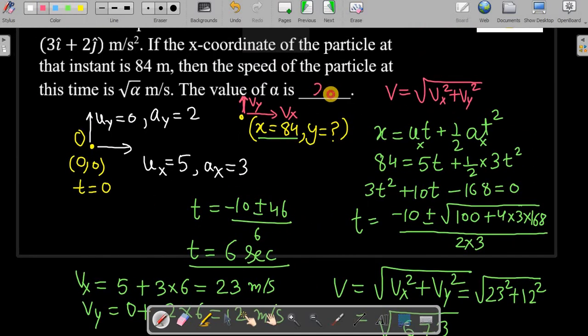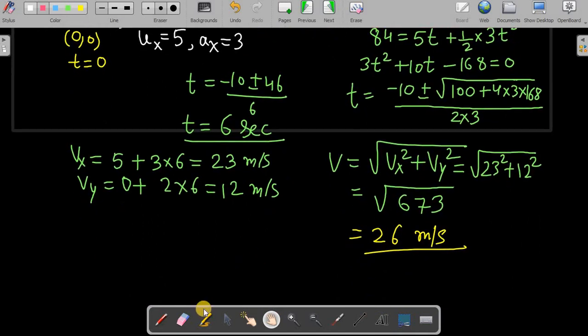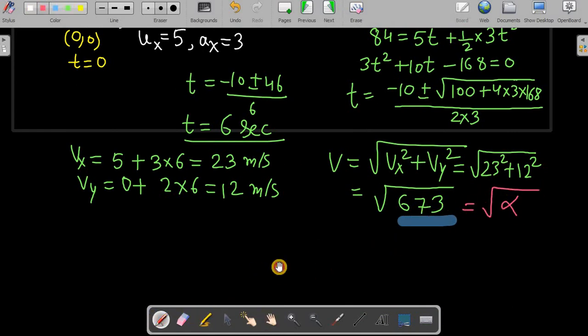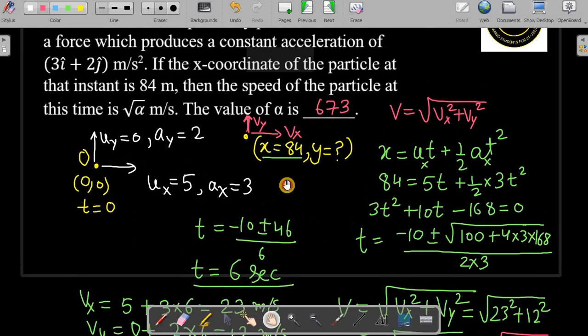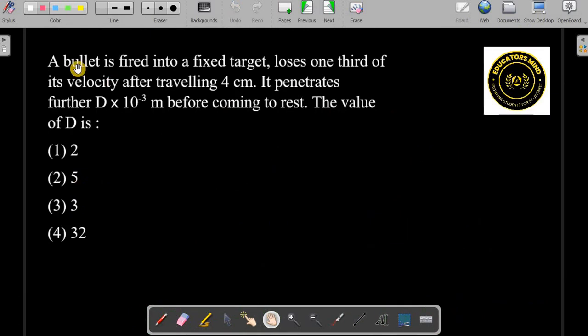So calculation we have to practice. But I think here they are asking the under root itself. They are not asking this, so we can just keep it under root. So this is alpha, root alpha they are asking. So that is 673. Okay, let's move on.